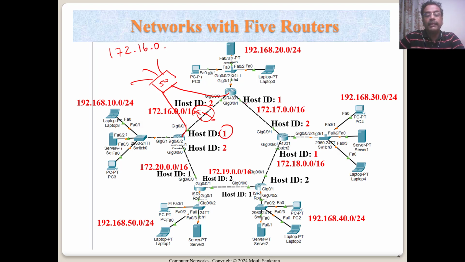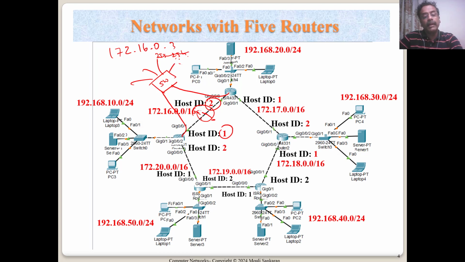172.16.0.1 is taken away by this guy, 2 is taken away by this interface. So I can have 3, 4, 5 up to this can be 255, this can be 254. Okay, so I can have that many hosts in this particular network.